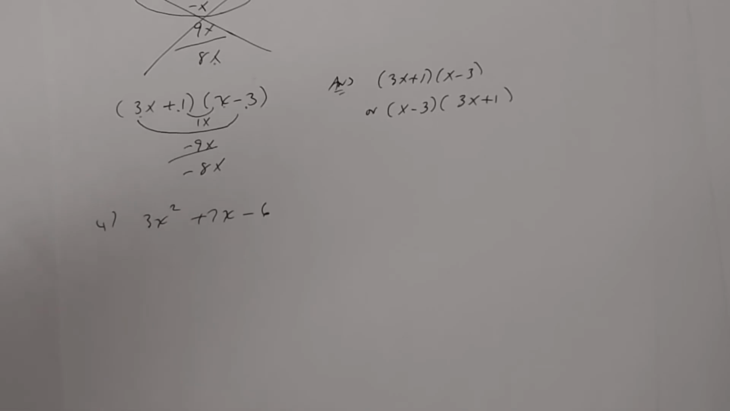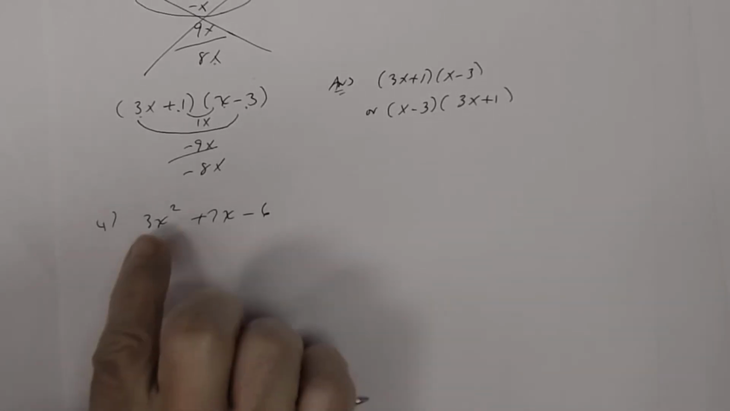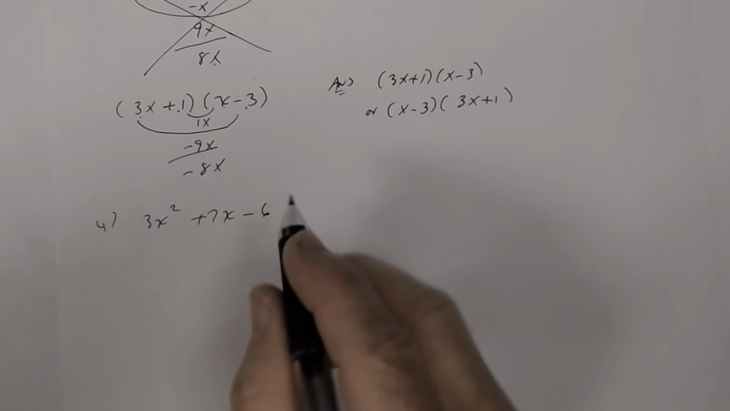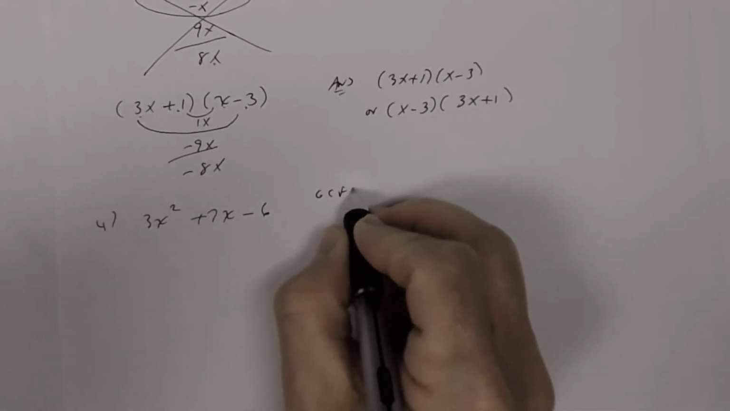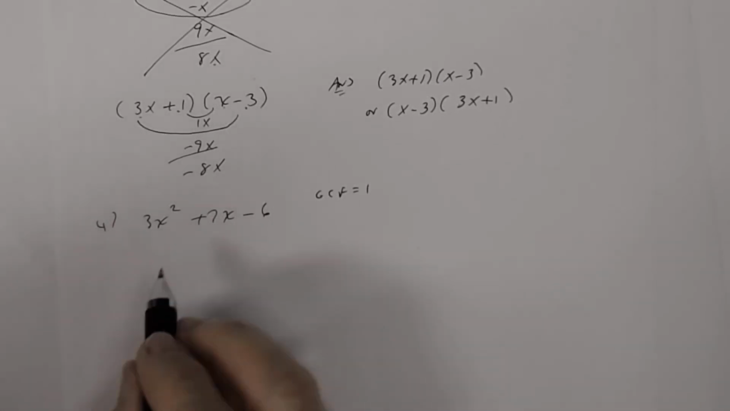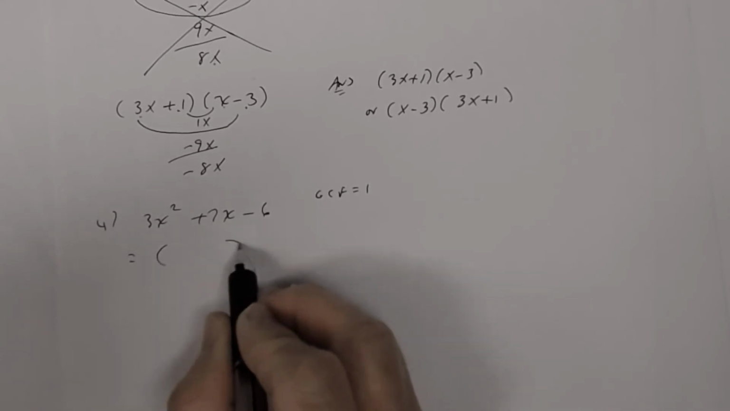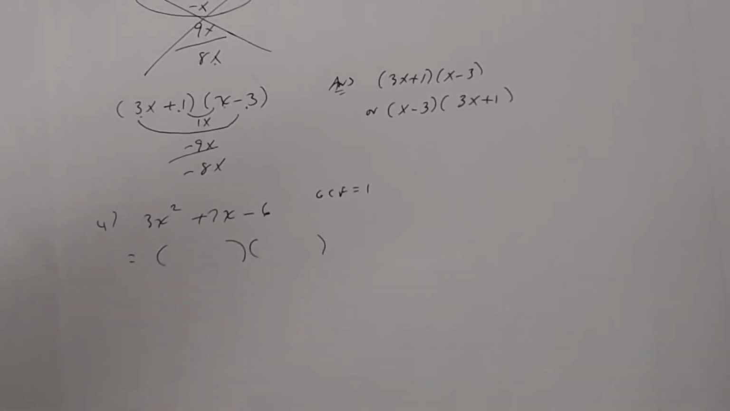My constant's listed last. Then find the GCF, because remember, if the GCF is other than 1, you're going to factor it out. So the GCF of those three terms is 1. Once I know the GCF is 1, I'm going to try factoring as 2 binomials.